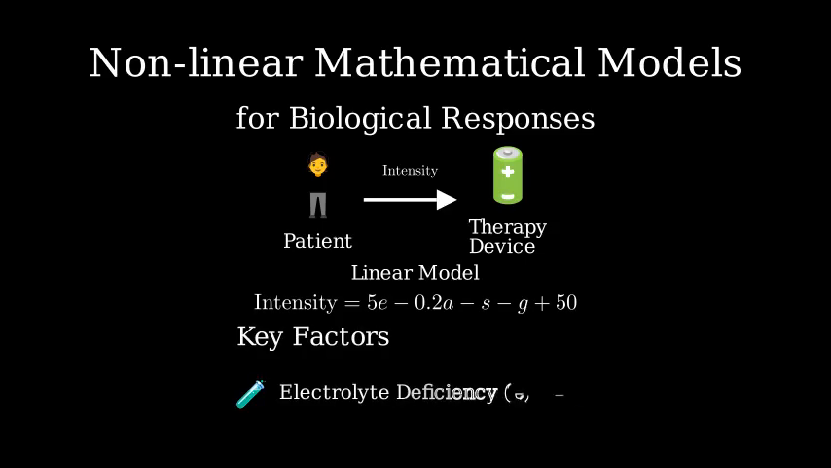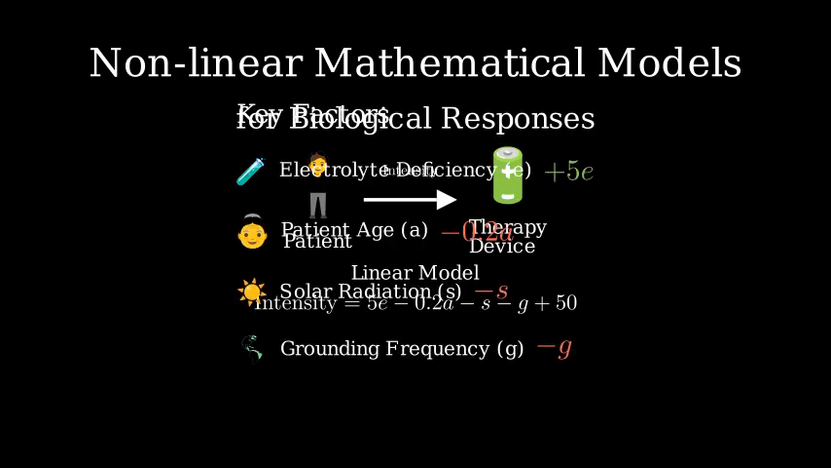Electrolyte deficiency increases required intensity, patient age decreases required intensity, solar radiation exposure decreases required intensity, grounding frequency also decreases required intensity. However, in reality, many biological responses don't follow linear patterns. For example, a linear age adjustment assumes that the effect of age increases or decreases at the same rate throughout a person's lifetime. But we know this isn't always true.